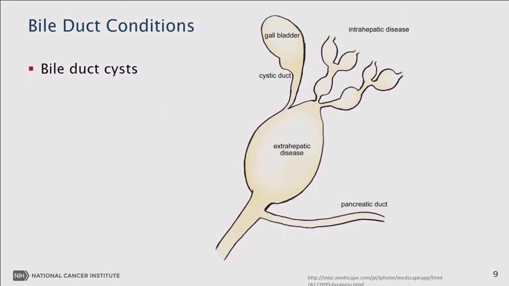This is an inherited condition whereby these cysts cause dilation or widening of the bile duct. So at the bottom, you can see a normal-looking bile duct, and here you see this giant widening of the bile duct, and this can occur outside of the liver or in the bile ducts inside of the liver. And this is associated with about a 15 to 30 times increased risk of cholangiocarcinoma.